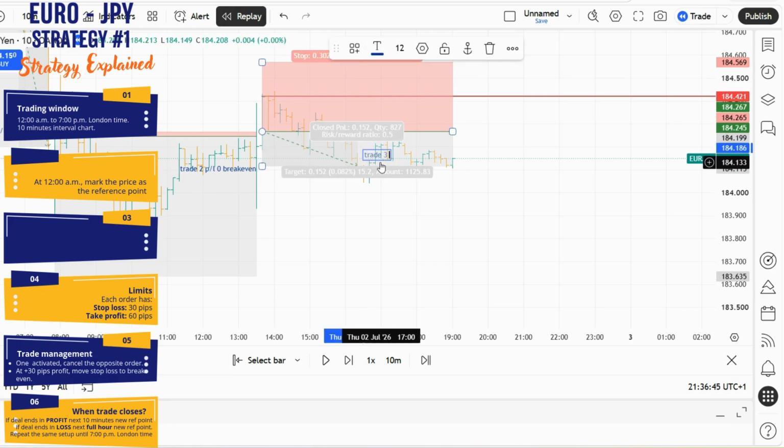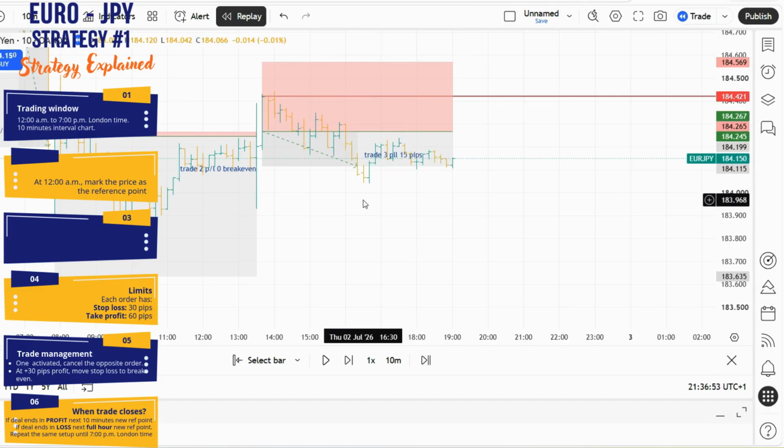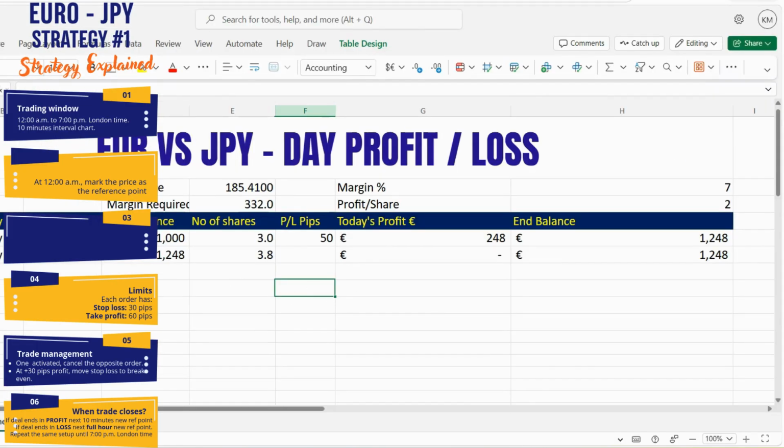The first trade generated 60 pips of profit. The second trade closed at break-even, producing neither a gain nor a loss. The third trade generated approximately 15 pips of profit. The total result for the day is therefore 75 pips of profit, with no losing trades recorded during the session. We can now transfer the result to our tracking spreadsheet.